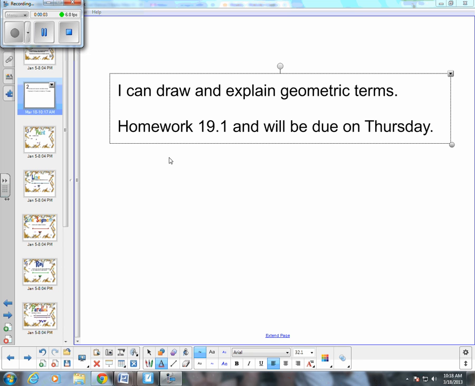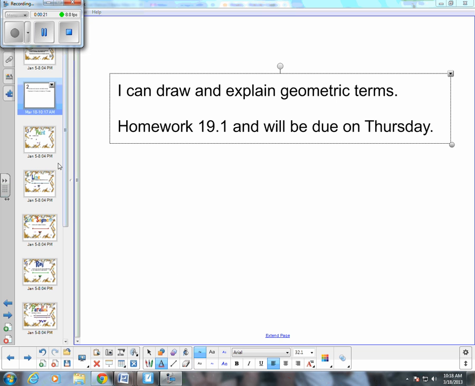Hey guys, today we're going to talk about geometry. We're going to start our unit on geometry and we'll probably continue this after spring break. Our I can statement is I can draw and explain geometric terms. Your homework for tonight is going to be 19.1 and it will be due on Thursday.